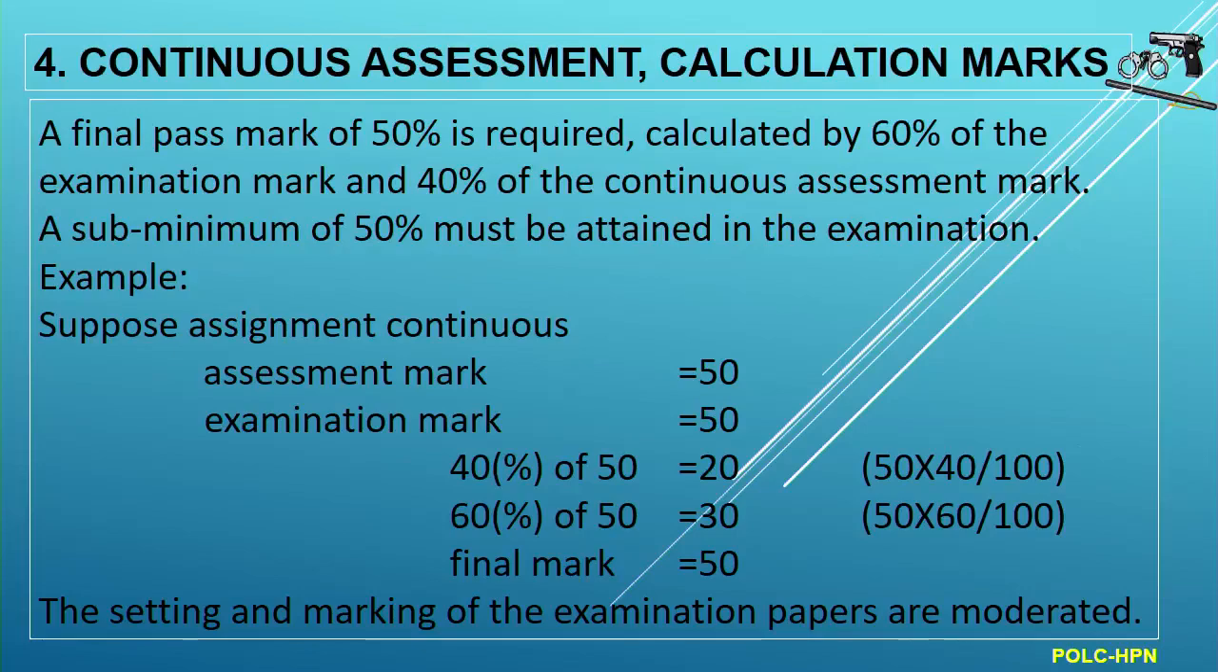Now, for example, suppose your continuous assessment mark is 50 and your examination mark is 50. It will be calculated as 40% of 50 equals 20, which is calculated as 50 times 40 divided by 100, and 60% of 50, which is the examination mark, equals 30, which is calculated as 50 times 60 divided by 100. Your final mark will then be 50. All the setting and marking of examination papers are moderated.